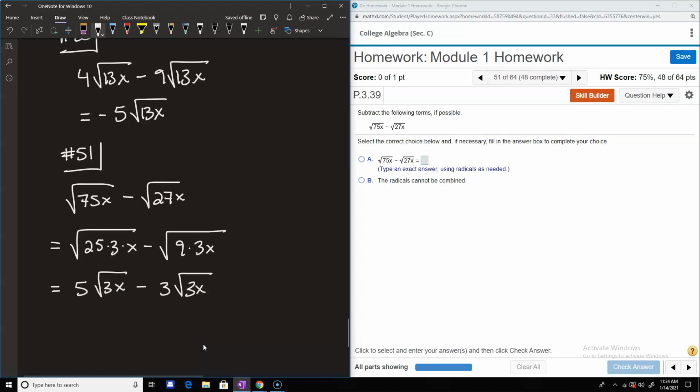Now we have two terms that are like terms, so we can just do the 5 minus 3, and we are left with 2 square root 3x. And that is it for part A.